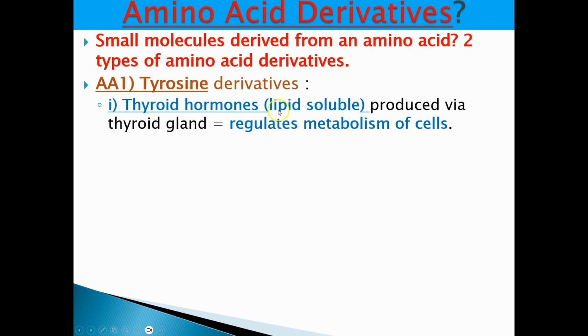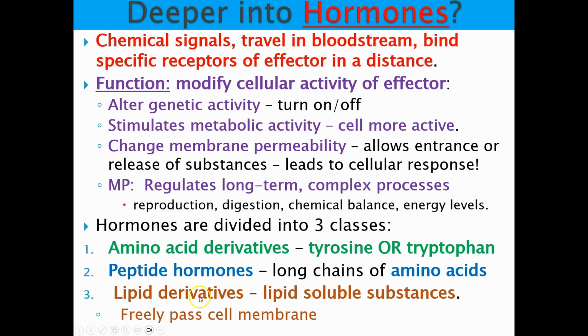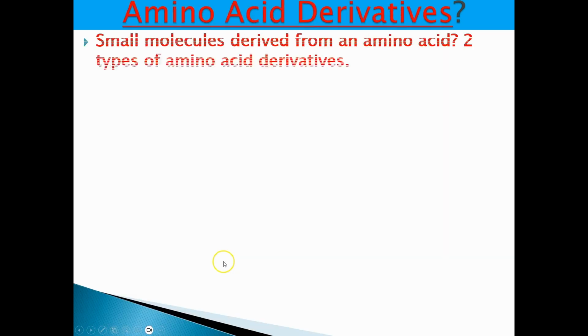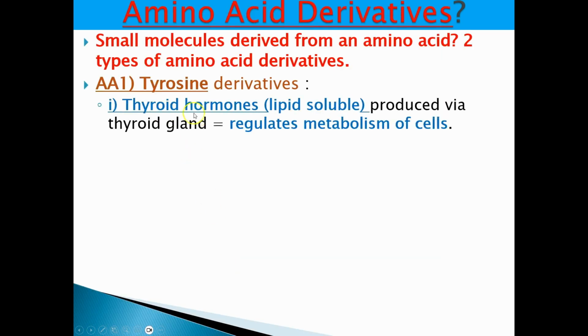Now notice, this is a lipid-soluble hormone. All lipid derivatives are lipid-soluble. All peptide hormones are water-soluble. They're not going to pass the membrane. The amino acid derivatives, the thyroid hormone, this is the only lipid-soluble amino acid derivative. All the other amino acid derivatives we talk about are going to be water-soluble.